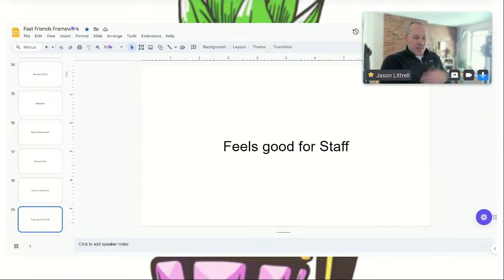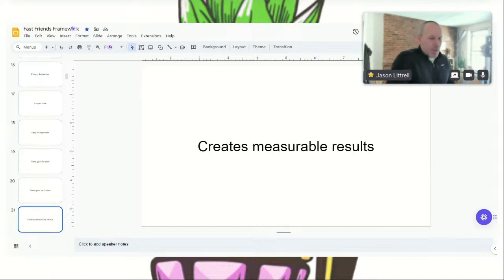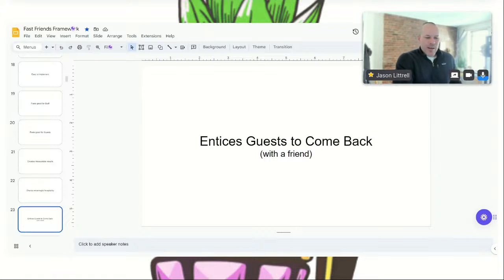We want to make sure that the staff feels good about this, because they are setting the tone, setting the expectations, and implementing this process. And this is all in service of making the guests feel welcome, feel happy to be there, and, more so, you'll see that I get into this quite considerably, relieving them of the burden of decisions. So this creates measurable results, and it shares meaningful hospitality.